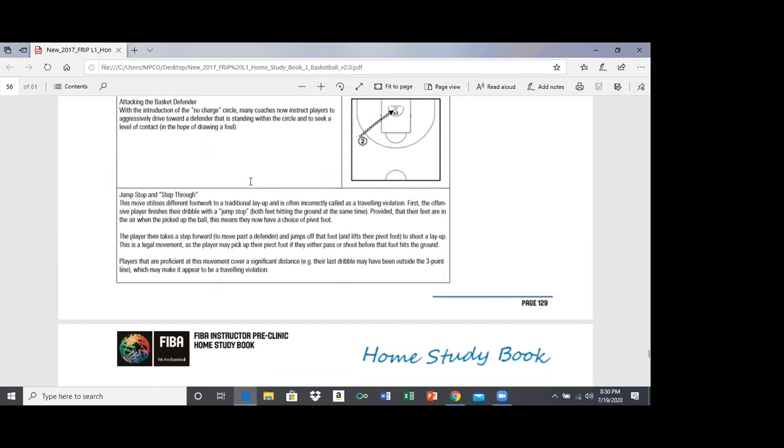Attacking the basket defender. With the introduction of the no-charge circle, many coaches now instruct players to aggressively drive towards the defender that is standing within the circle and to seek a level of contact in the hope of drawing a foul.